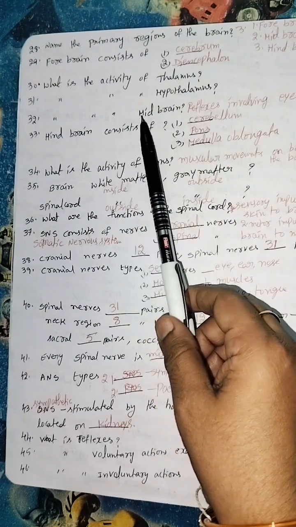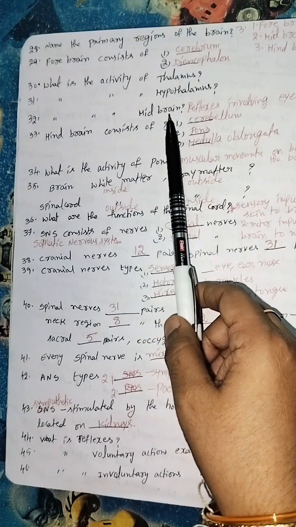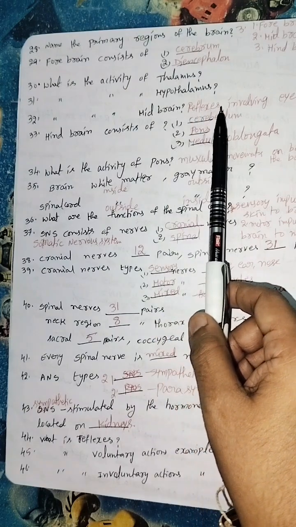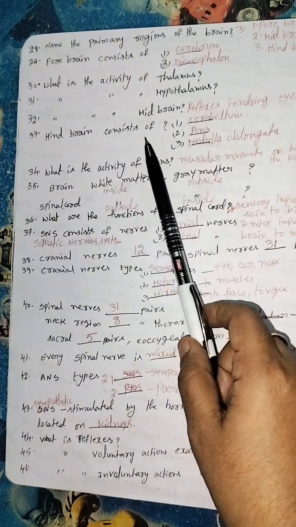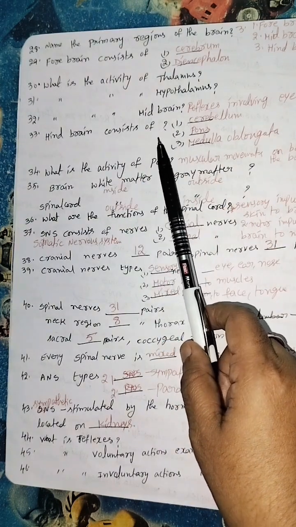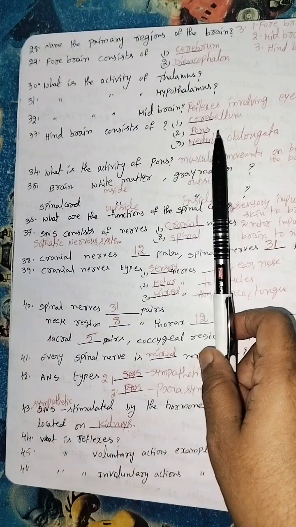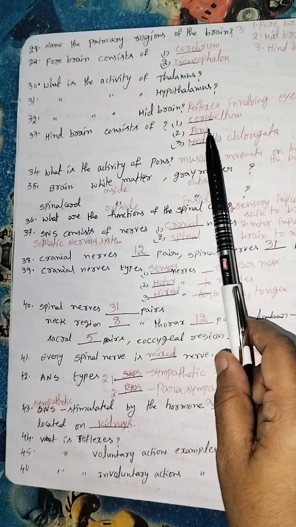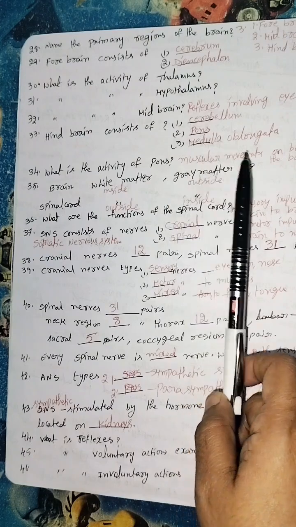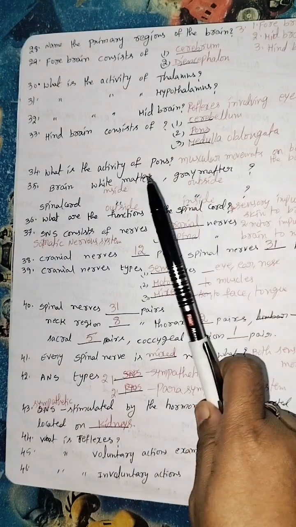Next, what is the activity of midbrain? Midbrain controls reflexes involving eyes and ears. Hindbrain consists of three parts: cerebellum, pons, medulla oblongata. What is the activity of pons? Muscular movement on both sides of the body.